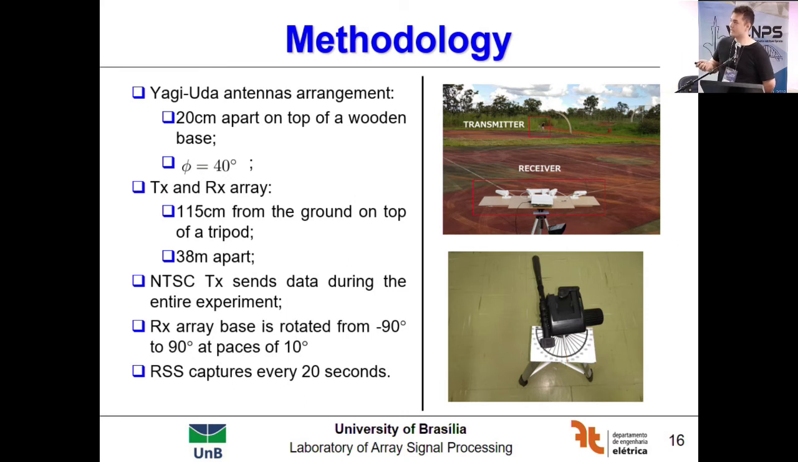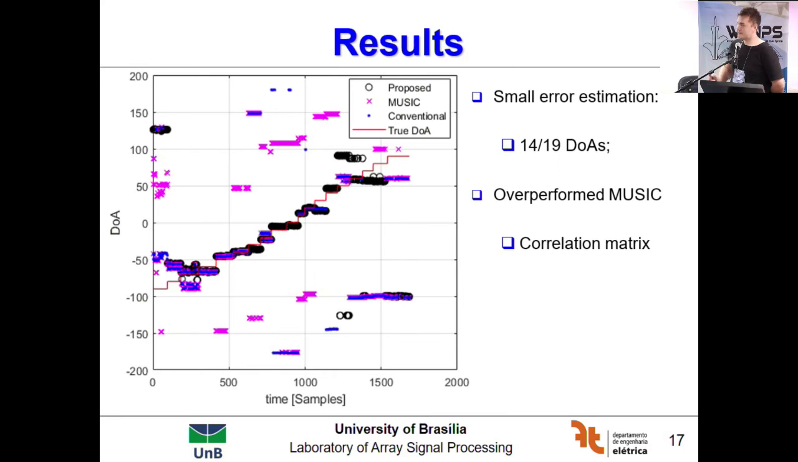We placed the Yagi-Uda antennas on top of a wooden base separated 20 centimeters apart and with an angular spacing of phi 40 degrees. Both transmitter and receiver arrays were placed 115 centimeters from the ground on top of a tripod and separated 38 meters apart. While the NTSC transmitter sends data uninterruptedly, we rotated the receiver base from minus 90 degrees to plus 90 degrees while capturing the data for approximately 20 seconds at paces of 10 degrees. And the results are this one.